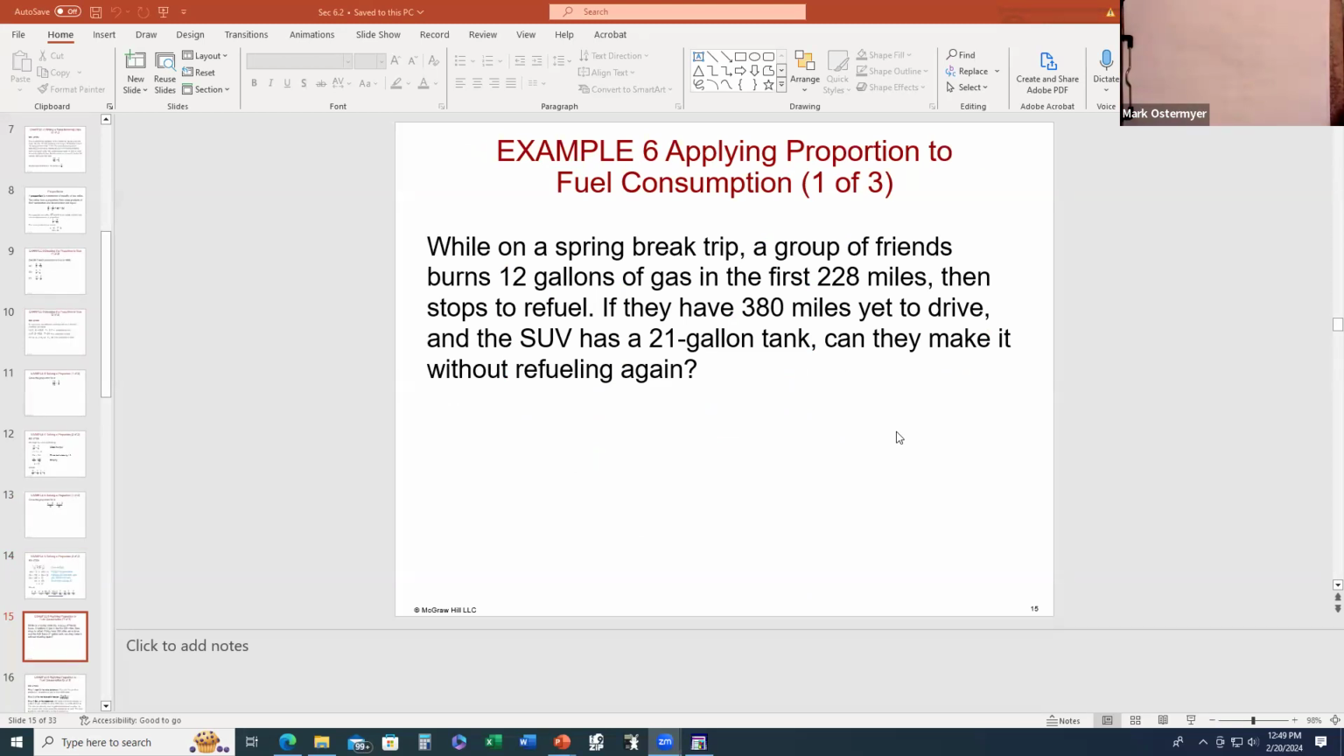While on a spring break trip, a group of friends burns 12 gallons of gas in the first 228 miles, then stops to refuel. If they have 380 miles yet to drive and the SUV has a 21-gallon gas tank, can they make it without refueling again, assuming they fill up that gas tank totally full?